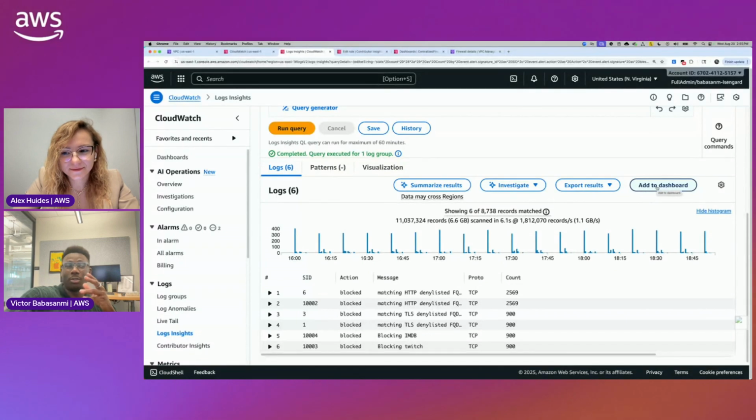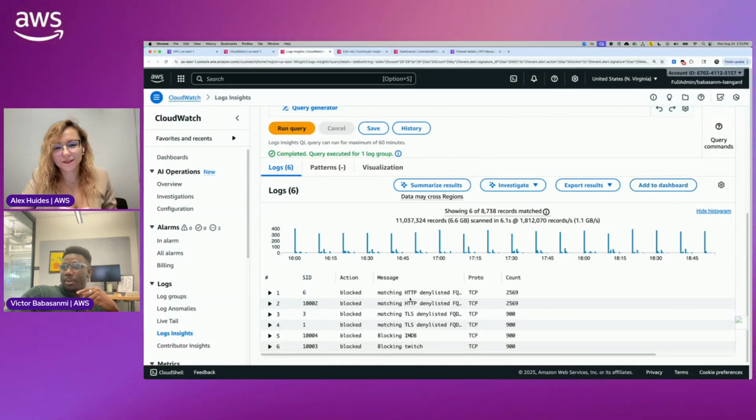So this is just where you would add it to your own dashboard. You can just go add it here. Cool stuff.